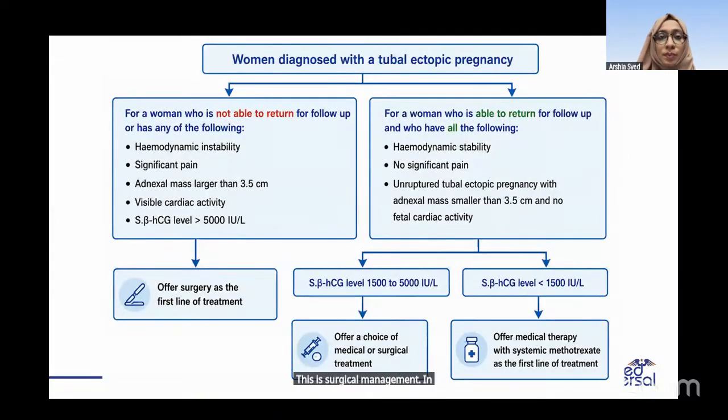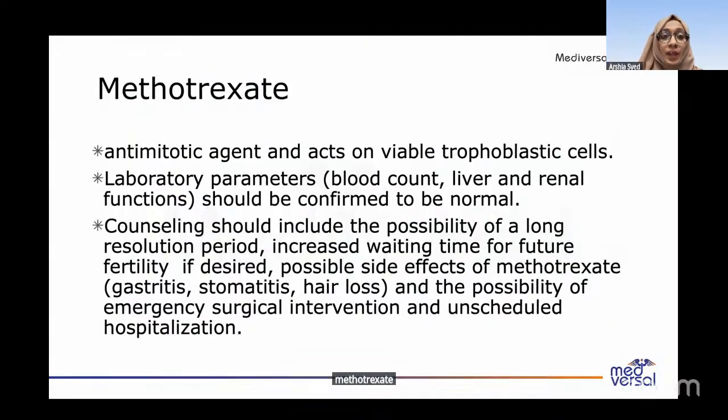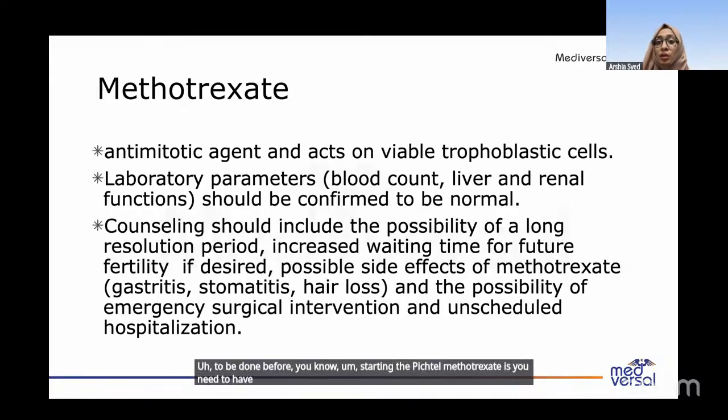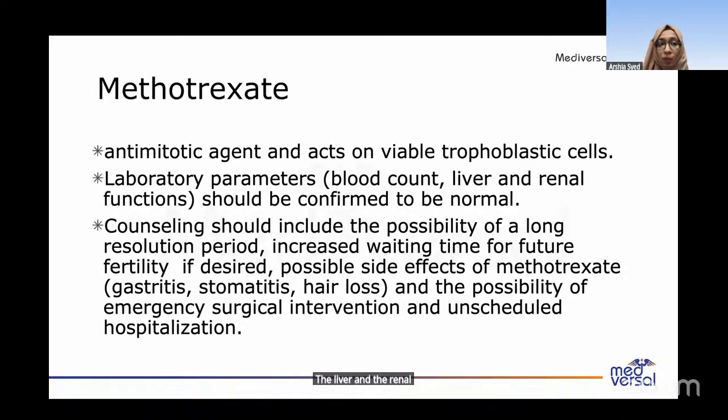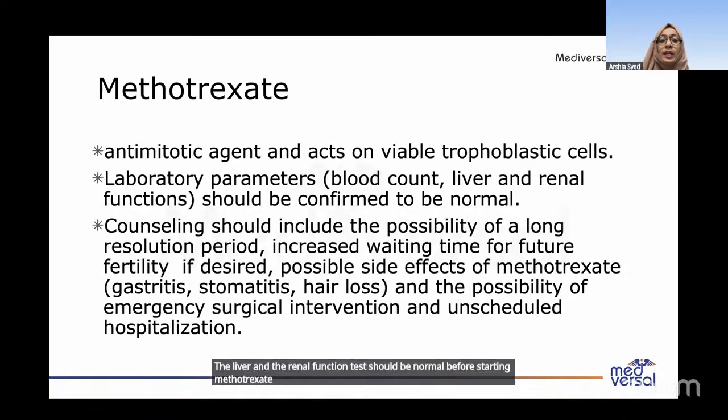In medical management, the main drug of choice is methotrexate. Methotrexate is an antimitotic agent and it acts on viable trophoblastic cells. The lab parameters to be checked before starting the patient on methotrexate are that the patient's hemoglobin level should be normal, her total count should be normal, and the liver and renal function tests should be normal before starting methotrexate. After starting methotrexate, the patient should be counseled regarding the possibility of a long resolution period.